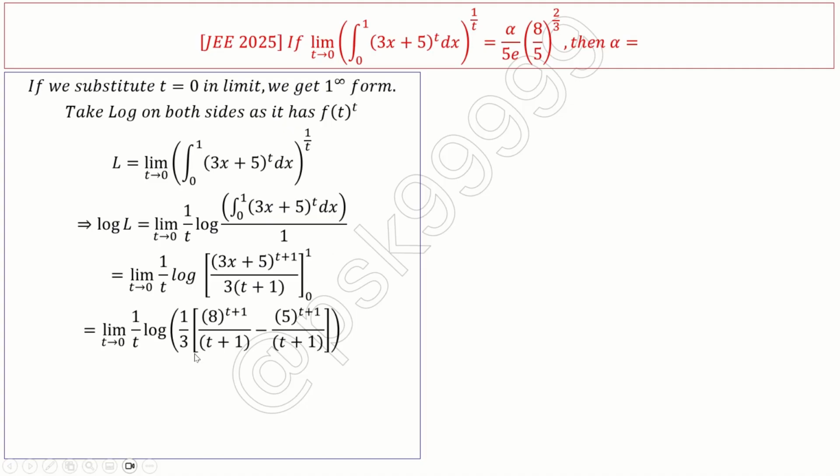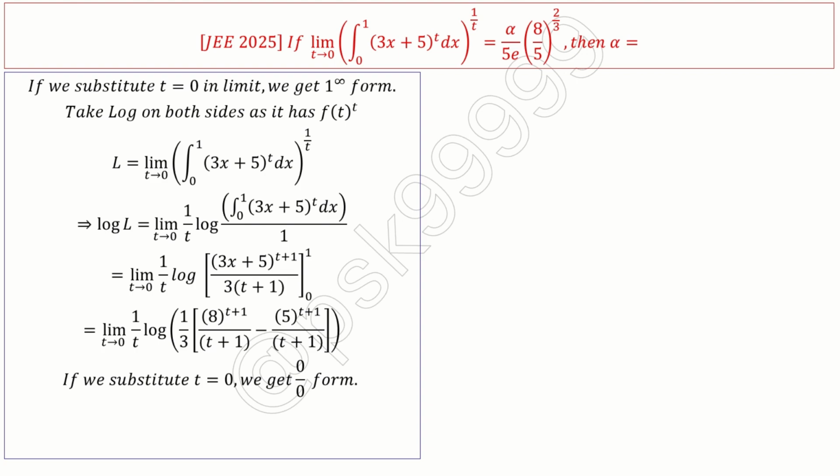Now you expand it, you will get the limit t tends to 0 of 1 by t log of 1 by 3 times (8 to the power of t plus 1 by t plus 1 minus 5 to the power of t plus 1 by t plus 1). At this juncture, if you substitute t equal to 0, what happens? With 1 by t, the denominator is 0. But what happens to the numerator? t is 0, so 8 minus 5, because this is 8 by 1 minus 5 by 1, which is 3. 3 by 3 is 1, and log of 1 is 0. So you are again getting 0 by 0.